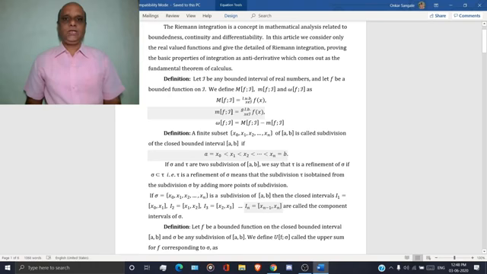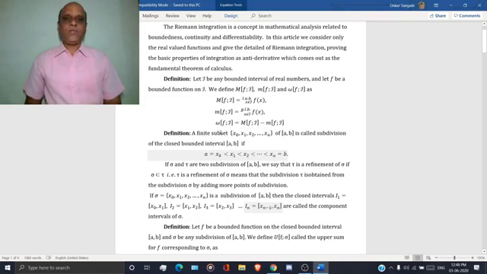Now, we have seen the definition of maximum and minimum of a function. The maximum of function f over the interval I is the least upper bound of the function f of x over the interval I, and the minimum of the function over the interval I is the greatest lower bound of the function over the interval.